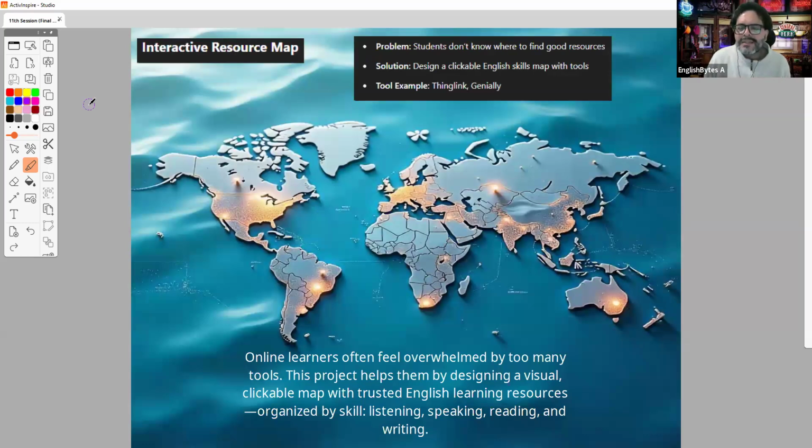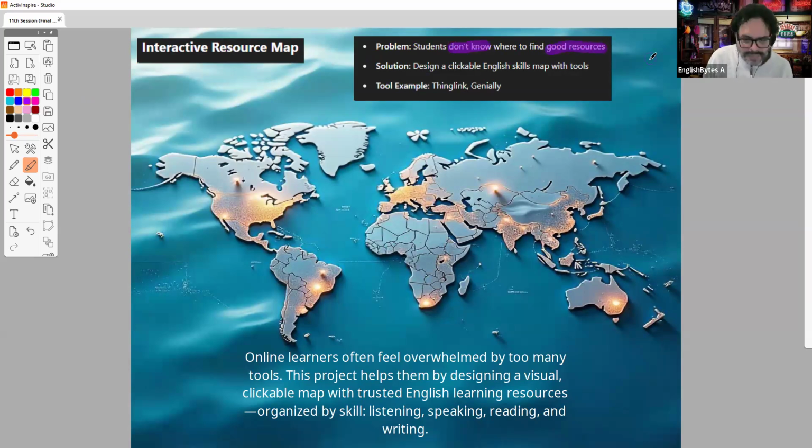An interactive resource map. What's that? What happens here? Problem. Students don't know where to find good resources.